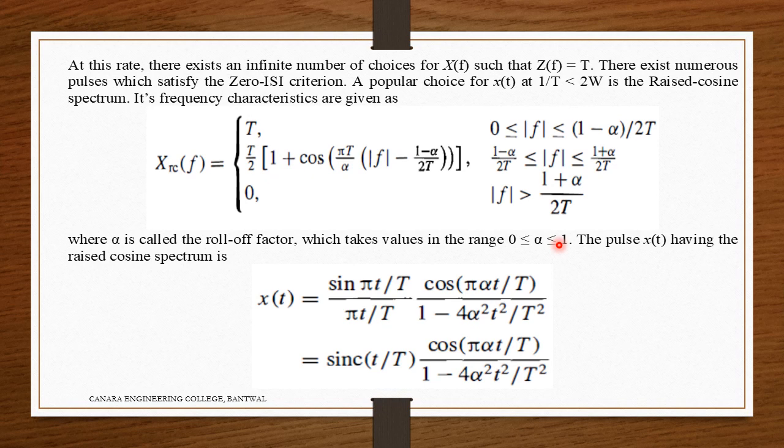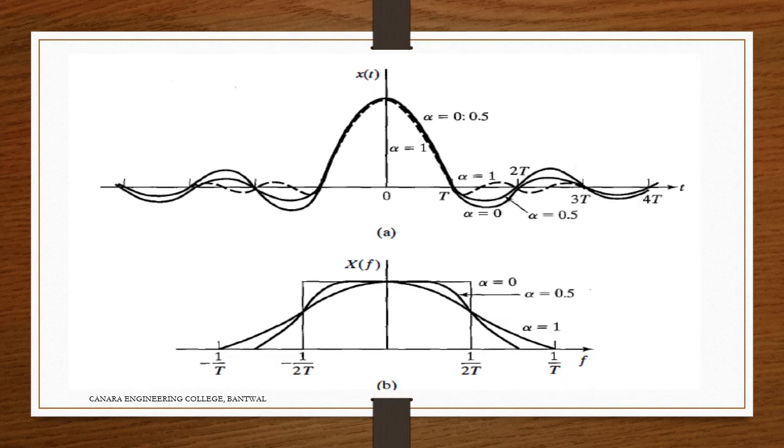So the pulse x of t having the raised cosine spectrum is x of t equals sin pi t by T divided by pi t by T, into cos pi alpha t by T divided by 1 minus 4 alpha square t square by T square. That is equal to sinc of t by T into cos pi alpha t by T divided by 1 minus 4 alpha square t square by T square. So I can represent the whole term in terms of a sinc function. This is what we call the raised cosine spectrum.